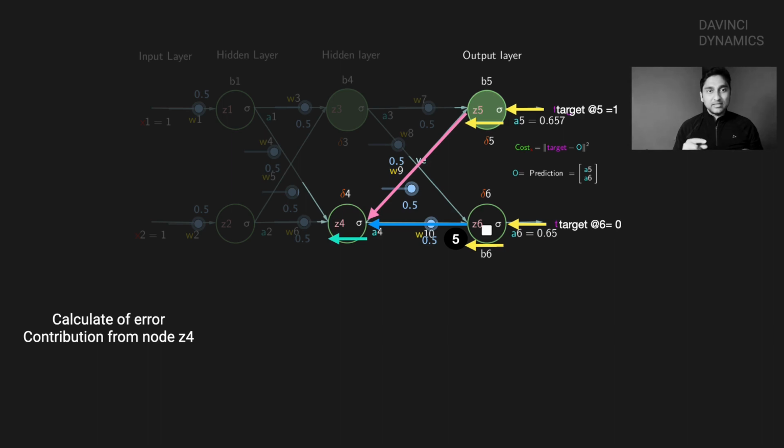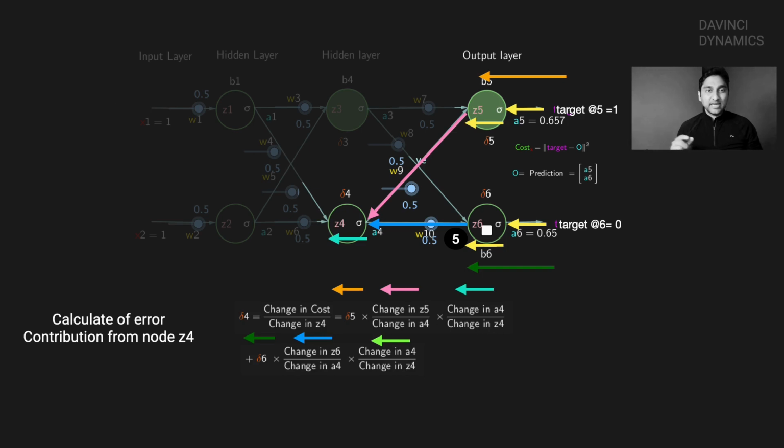Now, to calculate the change in cost with respect to Z4, you simply multiply the changes along each path and add them up if there are multiple paths leading to Z4. This is the essence of the chain rule in calculus, and it's the fundamental principle behind backpropagation in neural networks. Mark the changes along each path and use some notation like delta of cost with respect to delta of A6 to help you remember what each arrow represents. This diagram will be quite handy in future.